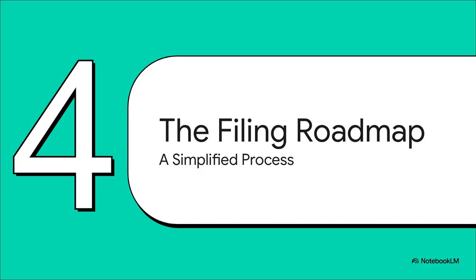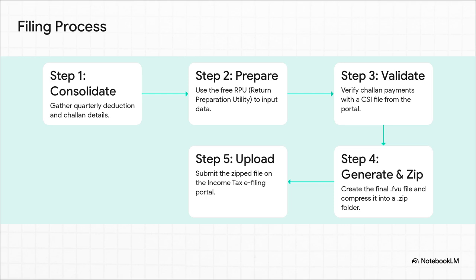All right, now that we're all properly motivated to avoid those penalties, let's get into the how-to. I'm going to give you a simplified roadmap of the filing process so it doesn't feel so overwhelming. Okay, at a high level, the whole process boils down to 5 main steps. First, you gather up all your data for the quarter. Then you use a free government tool, it's called the RPU, to punch in all that info.